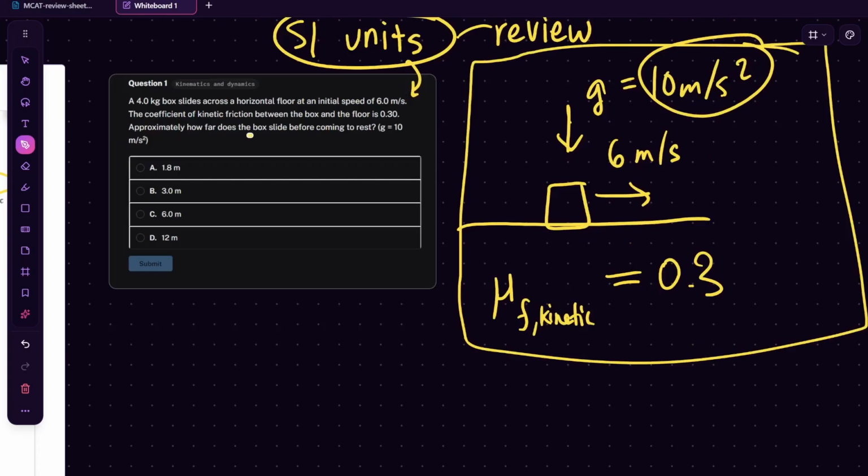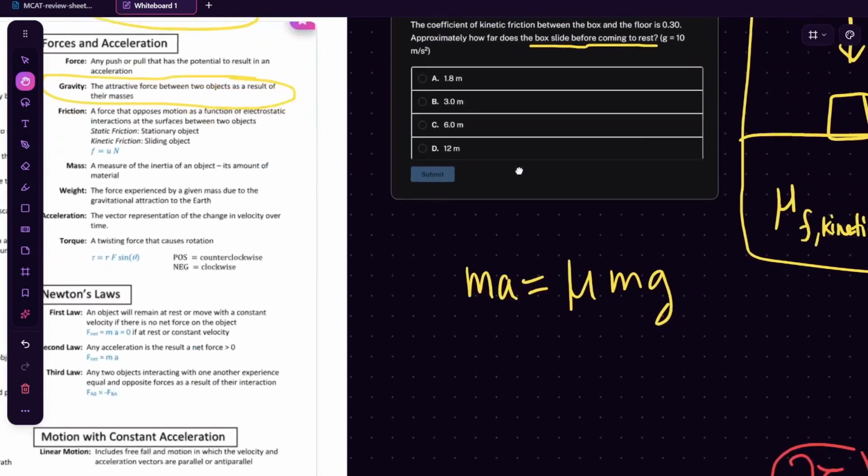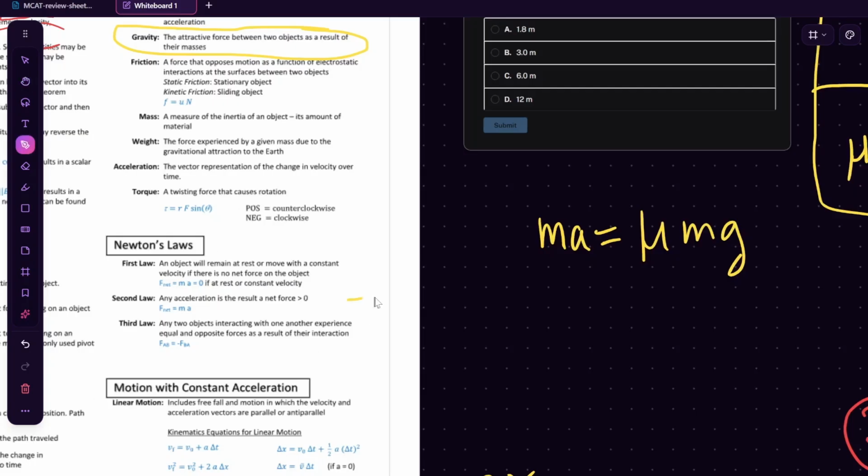So approximately how far does the box slide before coming to rest? What you're going to do is understand it like this. Kinetic friction, what we're talking about here, is the only horizontal force acting on the box. Remember that Newton's second law gives us ma equal to this. And you're like, oh, that doesn't look like Newton's second law. But look, Newton's second law is here. That's why physics can be hard for new learners. It was hard for me too. So anyway, that's what it looks like here.